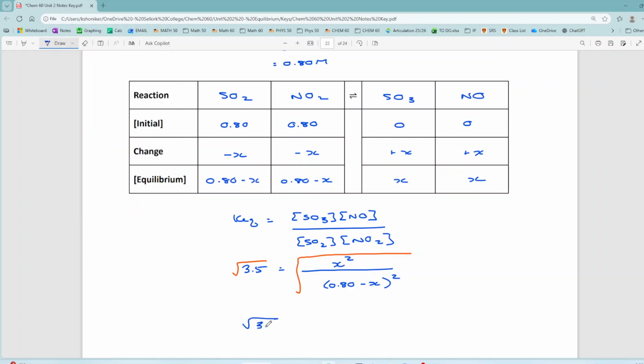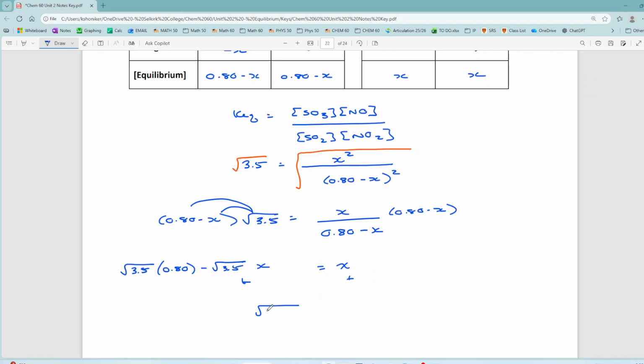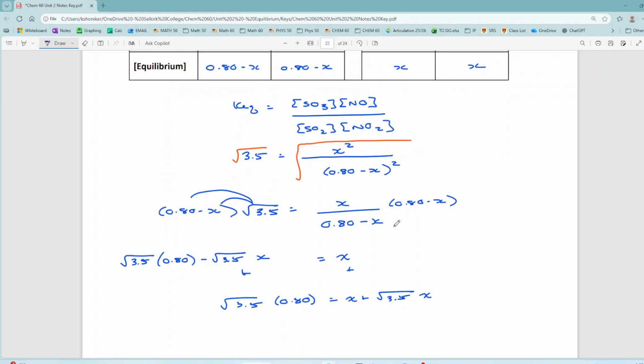You end up with the square root of 3.5, which is an irrational number, equal to x divided by 0.80 minus x. Now again, how do we get out of this step? Well, we multiply both sides by 0.80 minus x, which is going to give us x equals, and I'm going to distribute this through. So again, you're distributing root 3.5 through, so you're going to write it as a multiplication. Root 3.5 is getting multiplied by 0.80, minus root 3.5 is getting multiplied by x. Then you're going to take this and add it to each side. So you end up with root 3.5 times 0.80 is equal to x plus root 3.5x.